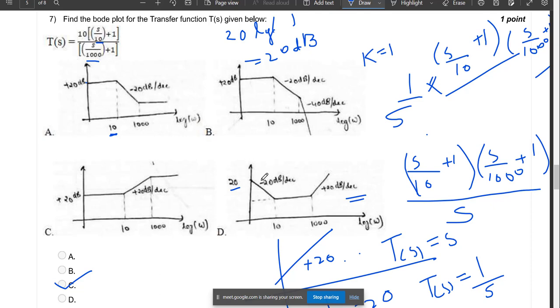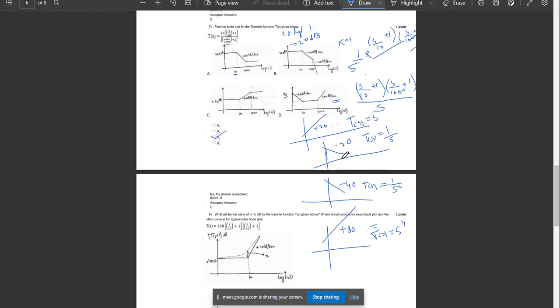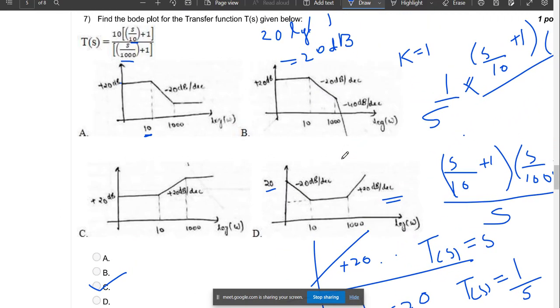So here also, 1 upon s, then at 10 a zero is being added, and then again at 10 another zero is being added. Okay, any doubt? Any other doubt? Anyone?